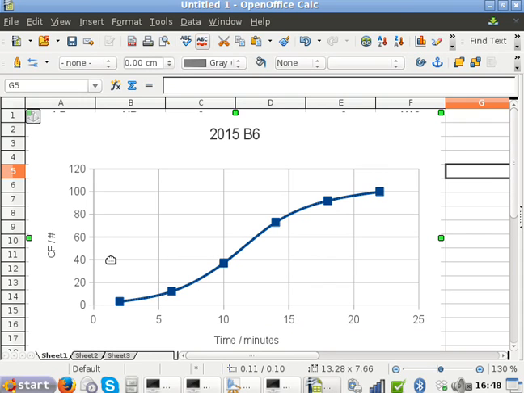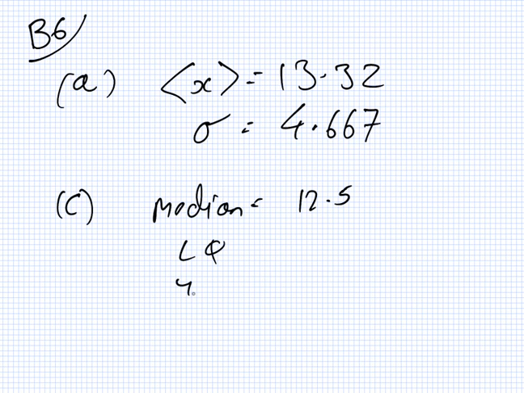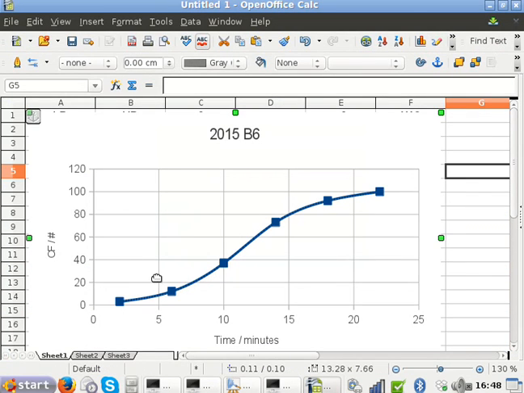Okay, now we need the median and the interquartile range. So if I go to 50, the median looks like it's around about 12.5, something like this. I don't know about 14 or 13. I'll say 12.5. And then we have lower quartile and upper quartile and then interquartile range. So lower quartile, 25 marks, 6.5.